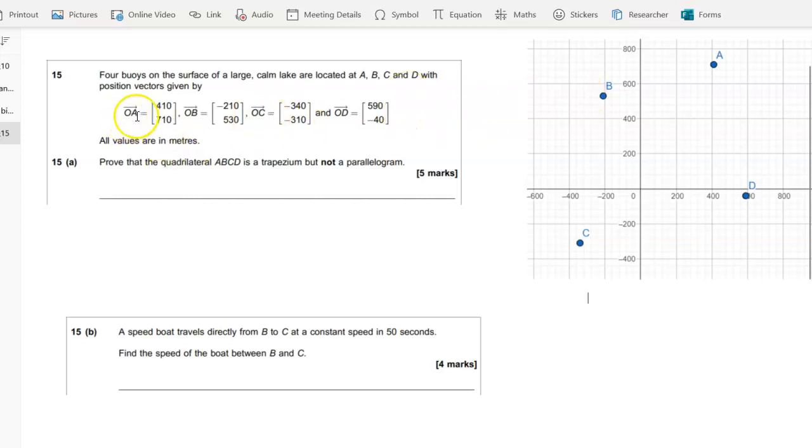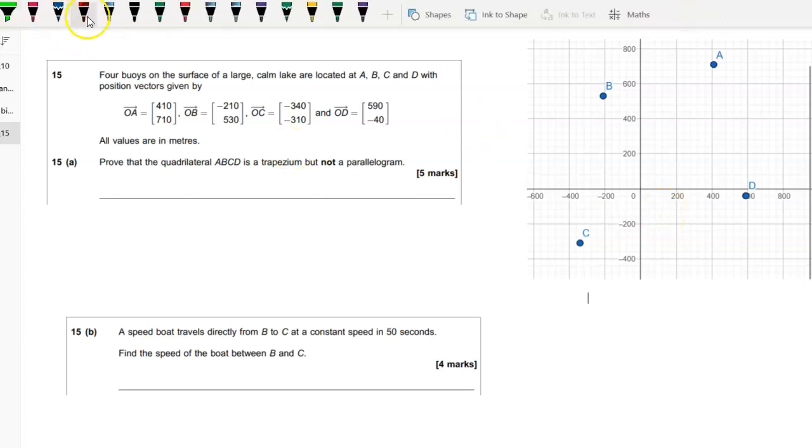So the position vector OA just means where A is in relation to O, so how you'd get from O to A. So that's 410 in the positive x direction and 710 up, and so on. So they're really just coordinates. Position vectors are just coordinates, really. Right, so I've plotted them using GeoGebra, so I've got an idea where they are, but obviously you don't have to do that. I'm just doing that to show you what I would do.